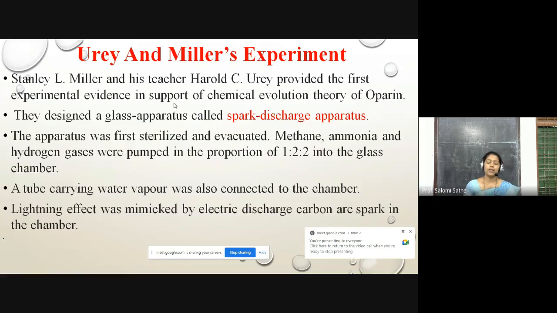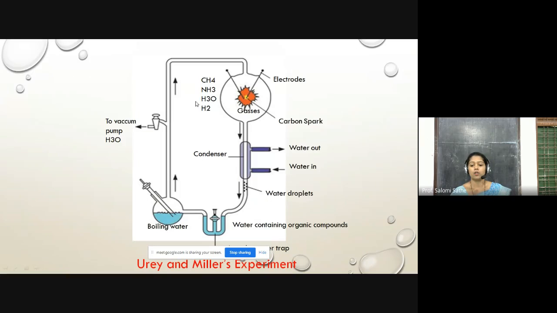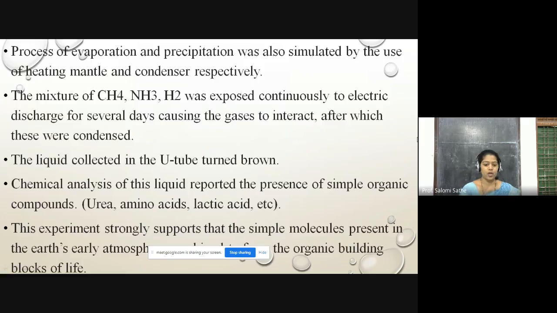Stanley Miller and his teacher Urey provided the first experimental evidence in support of the chemical evolution theory of life's appearance. They designed a glass apparatus called the spark discharge apparatus. In this diagram, we see the experimental setup, which is called the spark discharge apparatus.